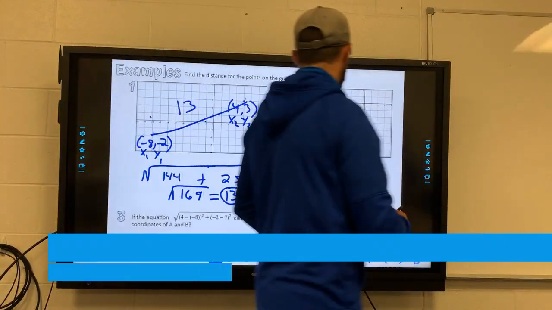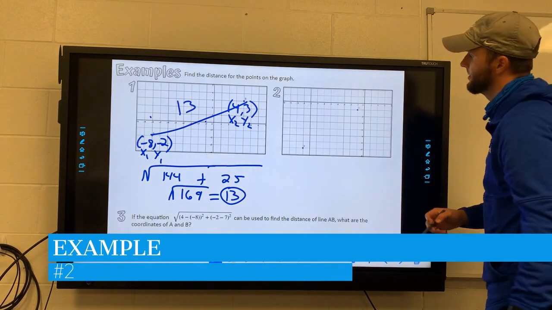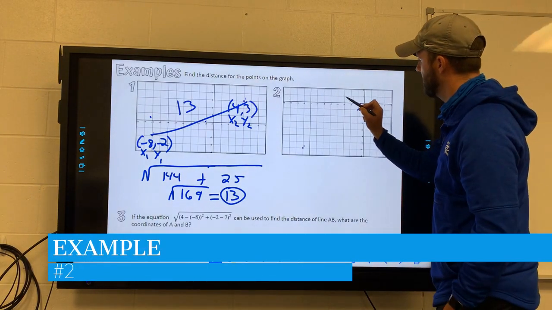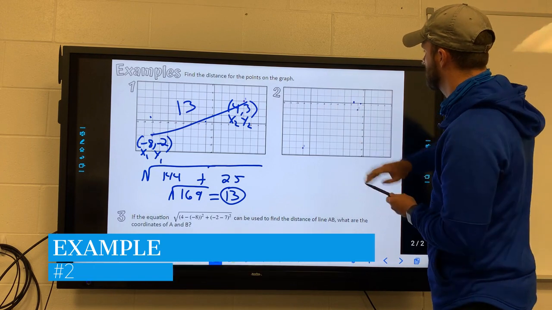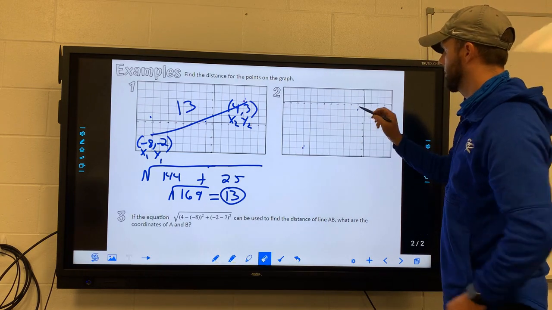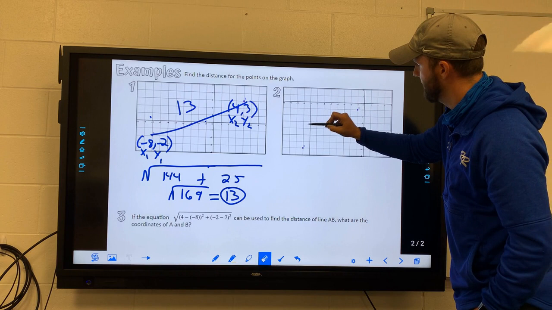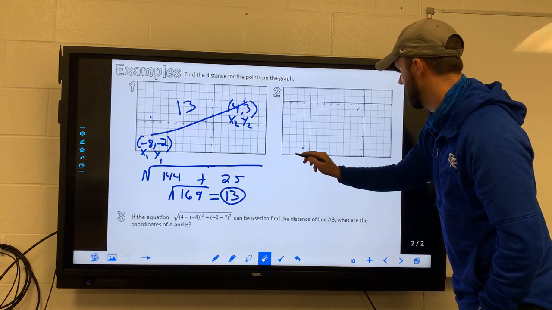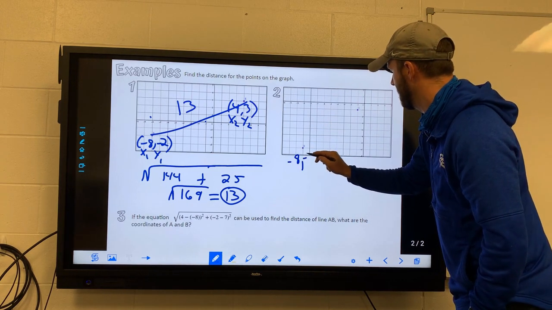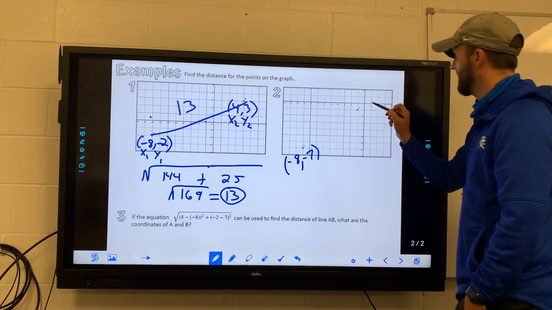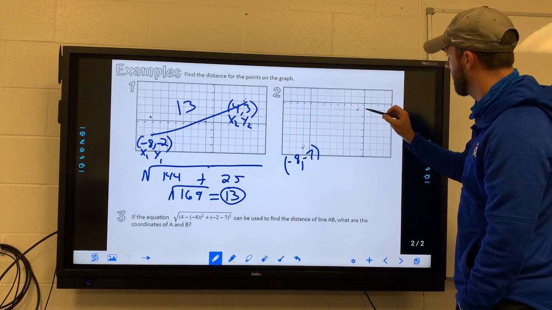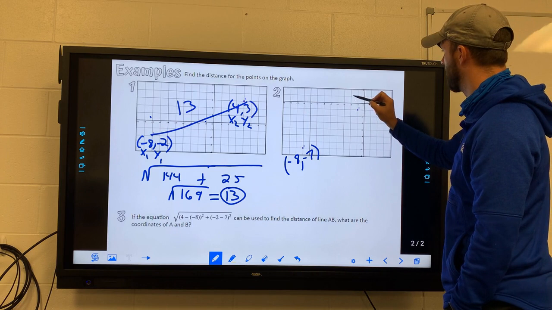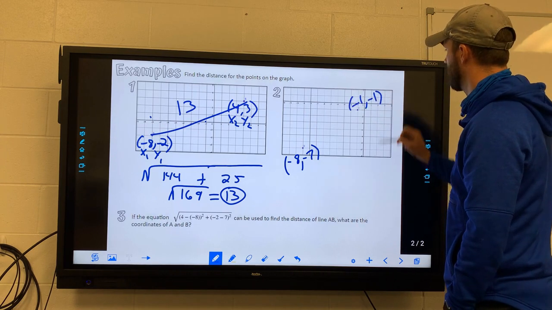All right, let's look at example number 2. So we're going to do the same thing again. So I have 1, 2, 3, 4, 5, 6, 7, 8. So that's -8. And then down 1, 2, 3, 4, 5, 6, 7. So I have -8, -7. And then point D over here is going to be -1, -1. So -1, comma, -1. Okay?